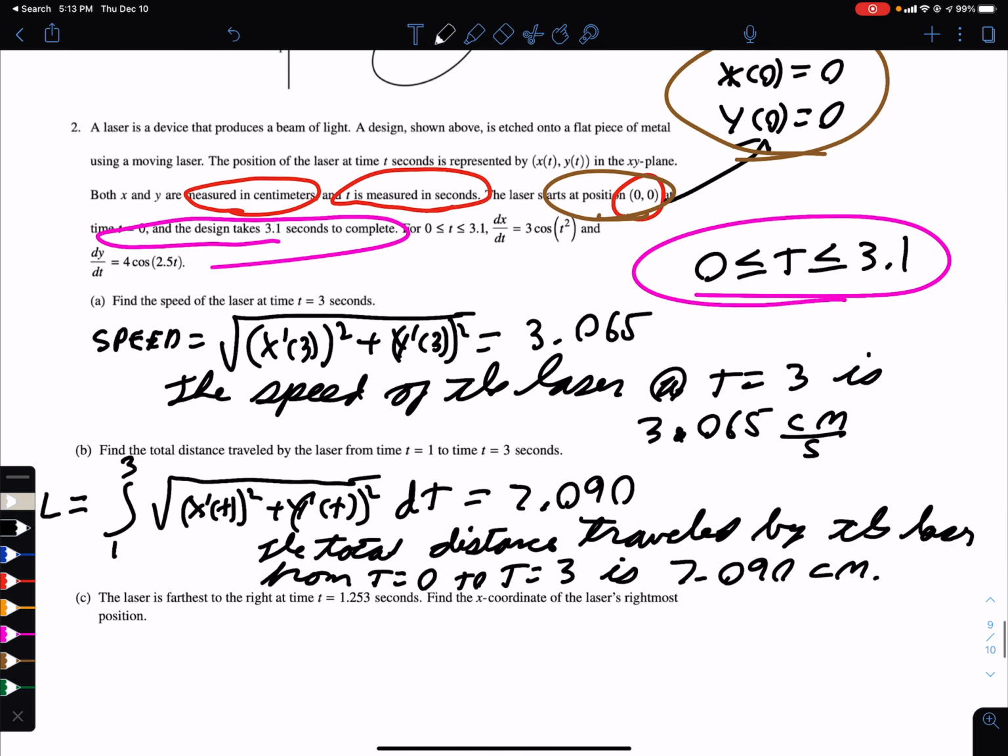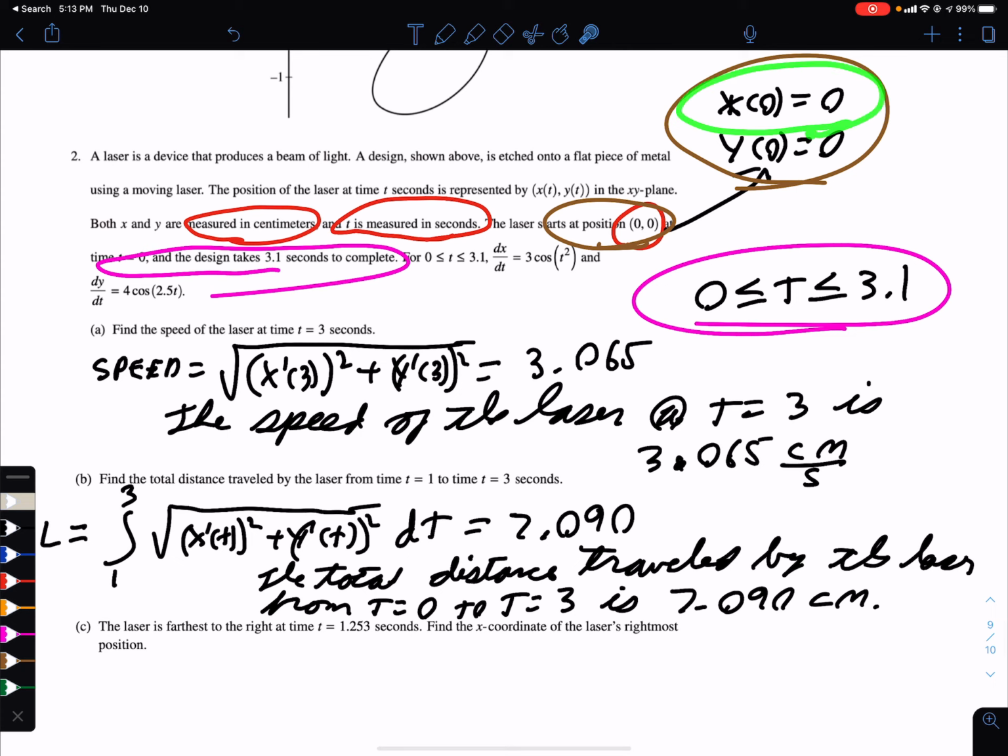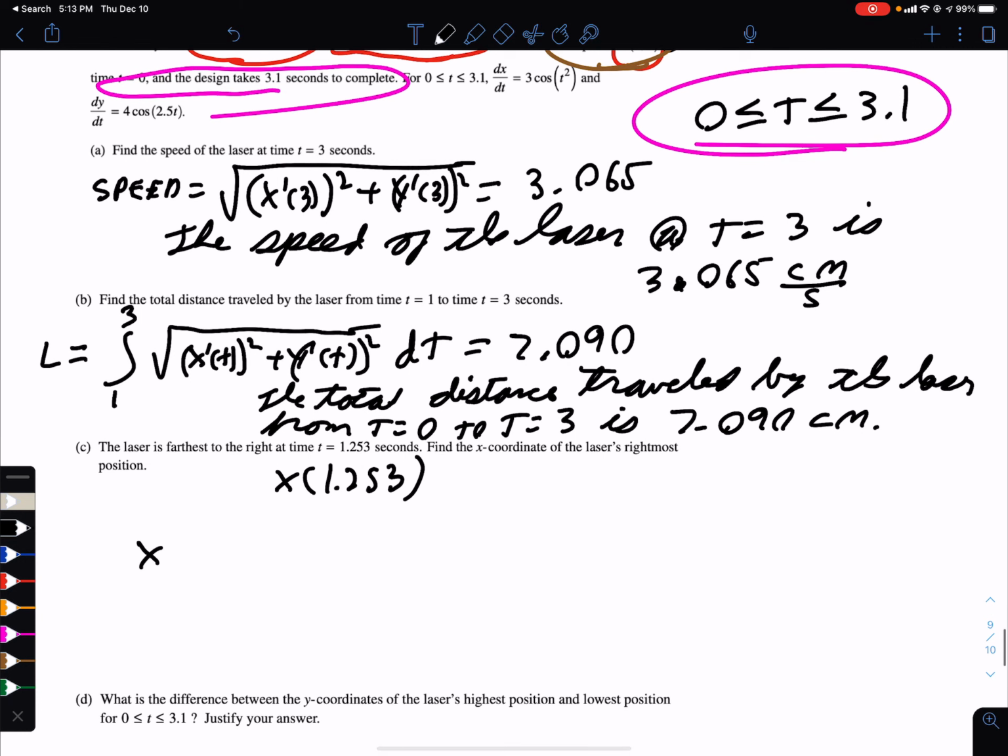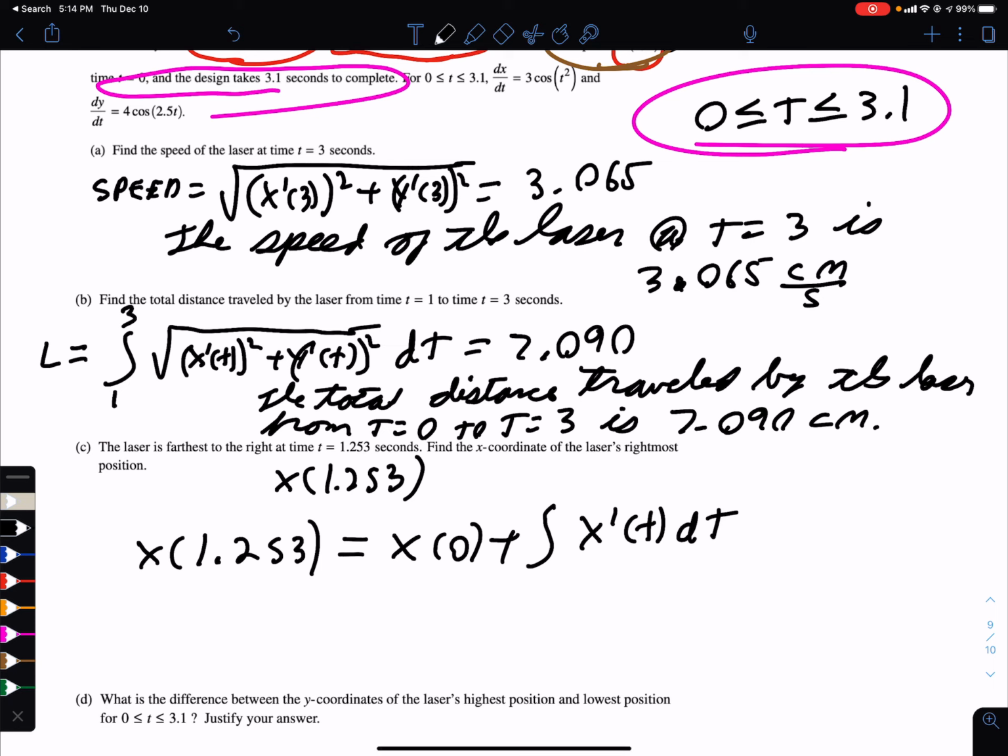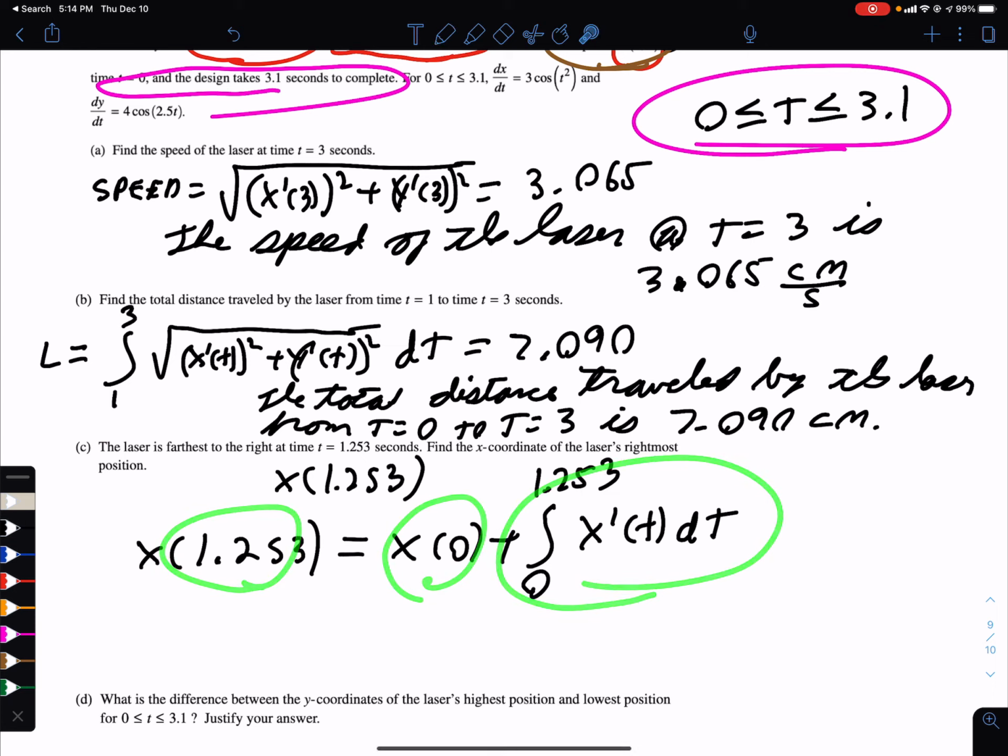Wow. Check this out. I know the starting position. I want to know x at 1.253. So we're going to use the formula that we used all the time last year. That's the final position. I want the starting position plus the change in position. How do you find the change in x? You integrate x prime to get the change in x. And I want to go from 0 to 1.253 because that's my starting, that's my finishing, so I want to know how much it changed between those two points. Now you just pop this into your calculator again, and you get an answer.